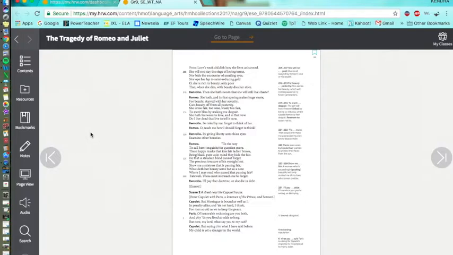Remember, it starts with the fight, okay? Then we learn about Romeo. Then Romeo comes in and talks to Benvolio. But be specific. What are the most vital parts of Act 1, Scene 1?